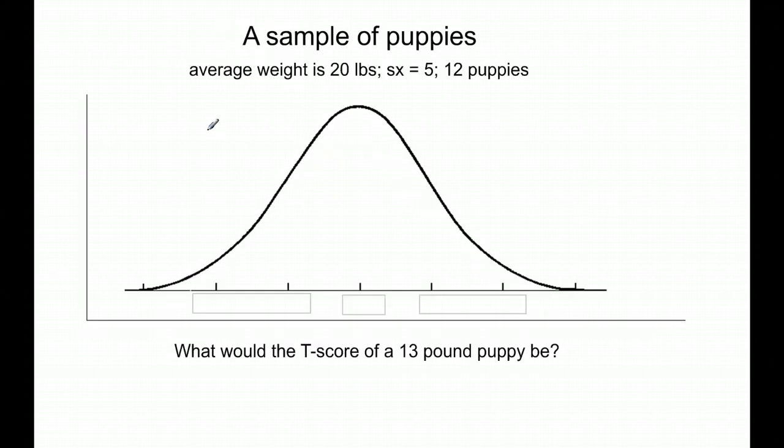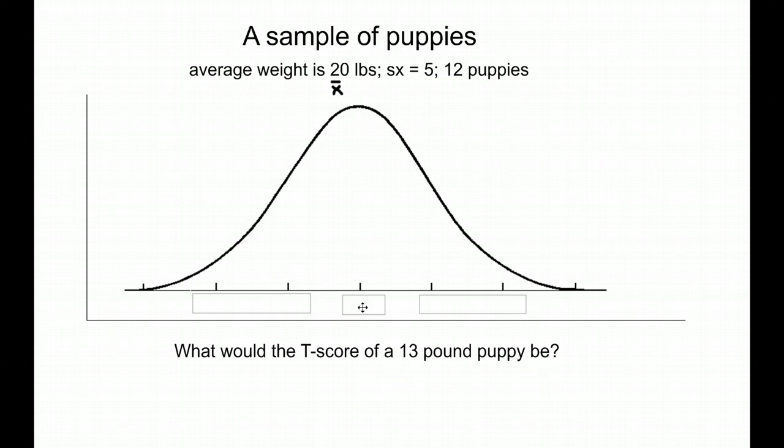So let's imagine that we have a sample of puppies. Let's say they're all about the same age and same breed, and the average is 20 pounds. So x bar is 20 pounds. It says here s_x, the standard deviation, is 5, and they got this average by taking the data from 12 different puppies. So they sampled 12 puppies and they found an average of 20 pounds and a standard deviation of 5. So let's try to figure out what the t-score of a 13-pound puppy would be.